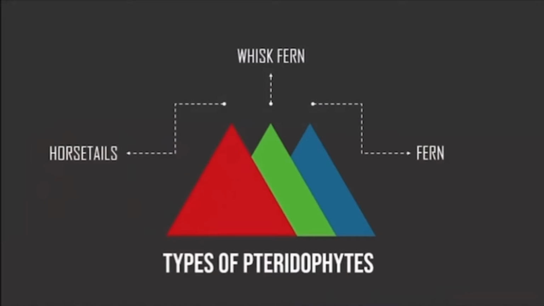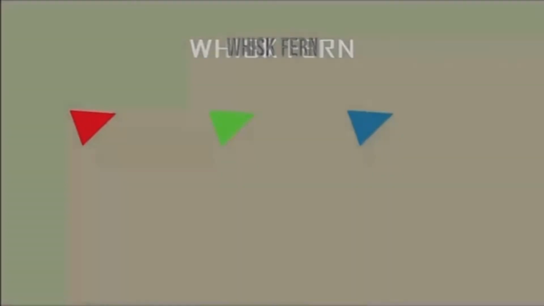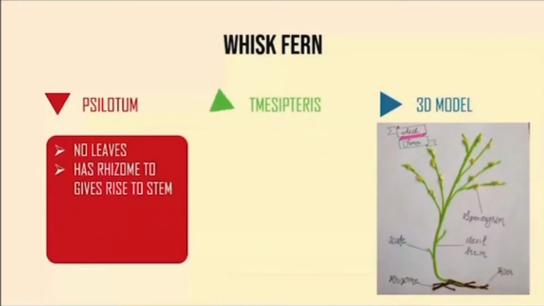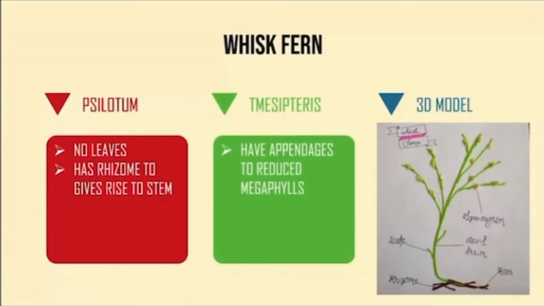So there are three types of pteridophytes. The first one is the whisk ferns, the second one is the horsetails, and the third one is the ferns. And then we move on to the first one, which is the whisk ferns. It can be divided into two, which is the Psilotum and Tmesipteris. For the Psilotum, it has no leaves and has a rhizome to give rise to stems. And then the second one is the Tmesipteris, which has appendages to reduce megaphylls.